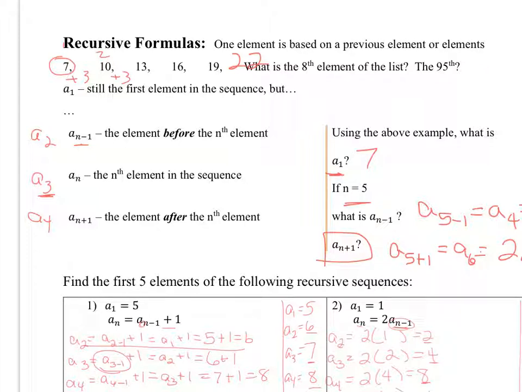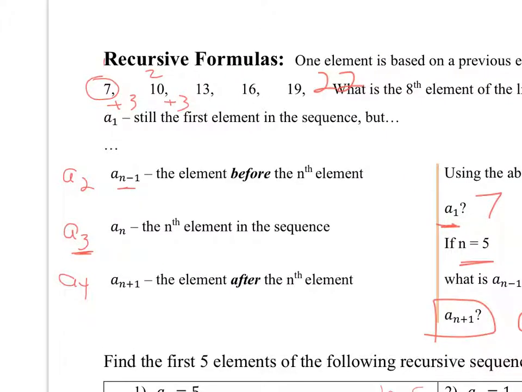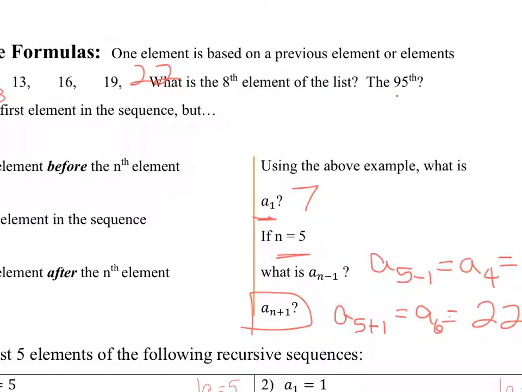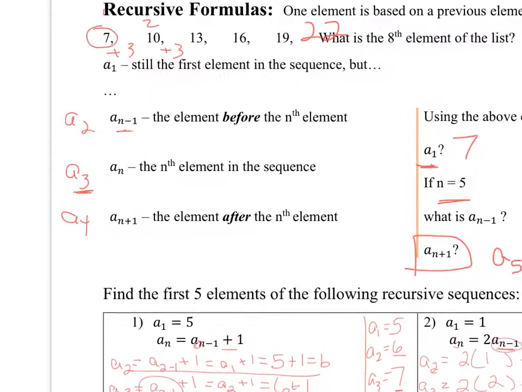So the way that recursive formulas work, one element is based on one of the previous, and the previous one or more. So the way that this works is just like the ones in the beginning, which seemed very simple. You take the 7 and you add 3 to it. Okay, but if I want to find the 8th element, I need to find the 7th first. And if I want to find the 95th, I'm going to have to go through and find all the ones before 95. So this is how they do it.